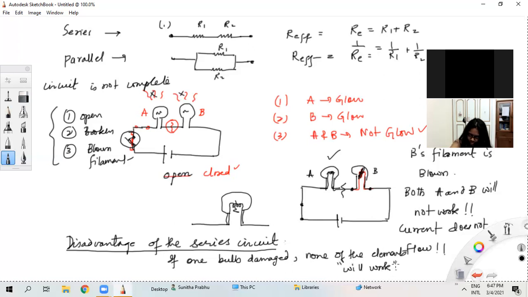For example, if you have the decorative LED lights that we put up for Diwali and Christmas, that also is very frustrating. One bulb fuses out, one place there is a break, and the entire thing will go for a toss. Yes, I know, it's very annoying. So that is one of the disadvantages of a series circuit.